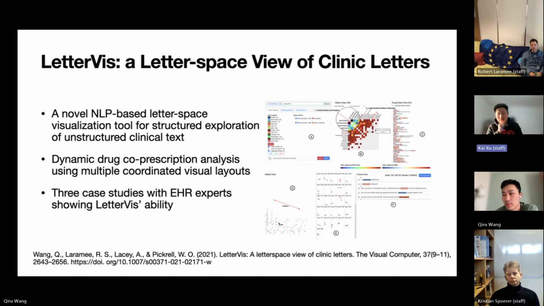Yes. Maybe just for me, because I don't have the background, I don't know what the latest stage is for this particular problem at the time. I think LetterViz is the first so-called letter space visualization tool for exploring unstructured text data. What does letter space mean?